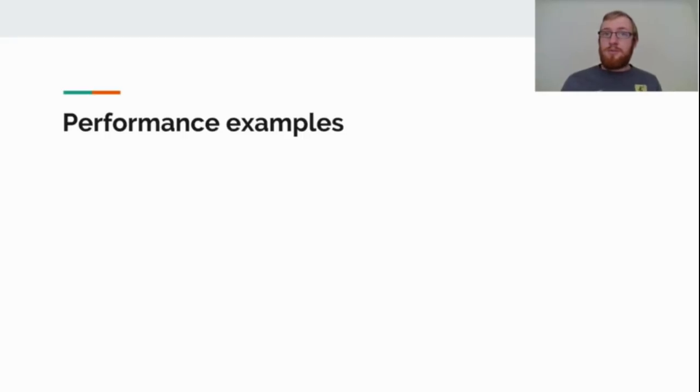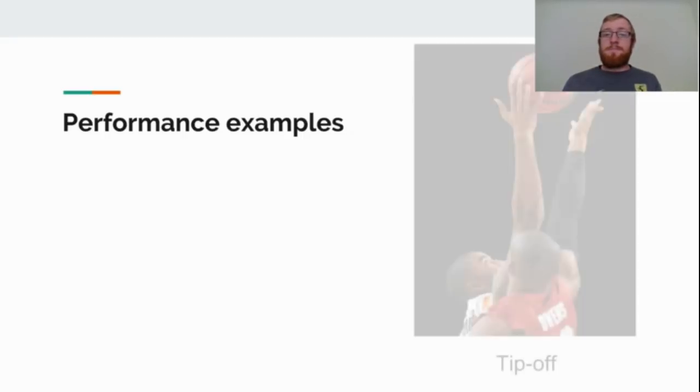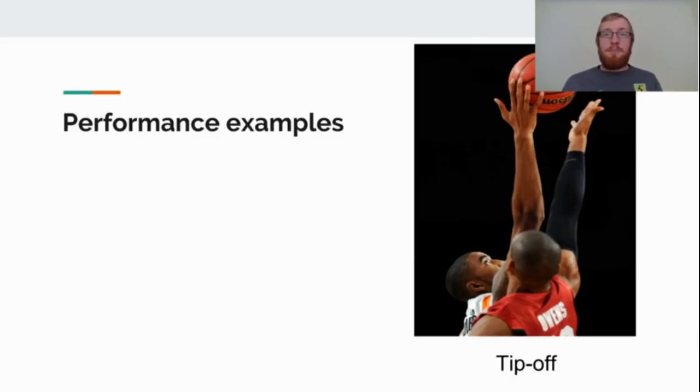Some examples from basketball performance. In a tip-off in basketball, the ball is thrown up in the air, and Newton's laws say that that ball would keep going in a straight line up until a force acts upon it. The first force to act upon it is obviously gravity. Gravity pulls it back down. But if gravity wasn't there, it would just keep going straight up in the air.